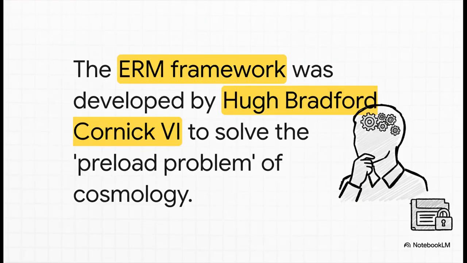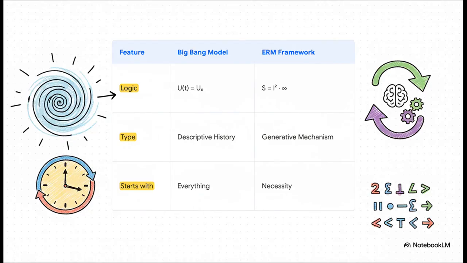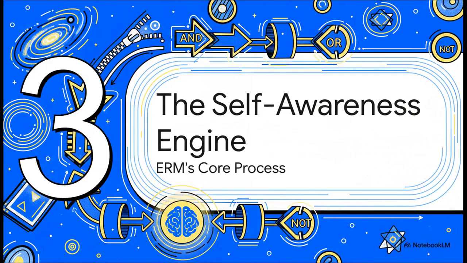And the mind behind this is a guy named Hugh Bradford Cornick V. He looked at this preload problem with the Big Bang and really wanted to find a truly generative origin story, one that didn't cheat by starting the game on level 100. And you can see the difference laid out so clearly here. The Big Bang model describes a history, a state change. A hot, dense universe becomes a cool, expanded one. ERM is totally different. It proposes an actual generative mechanism, a reason for why there's anything here in the first place.